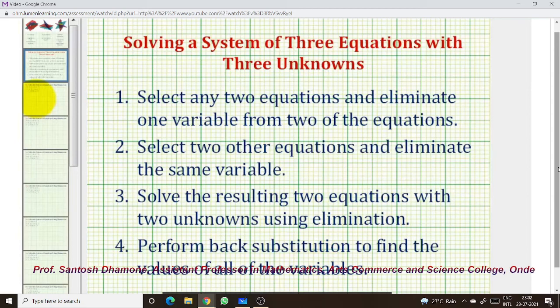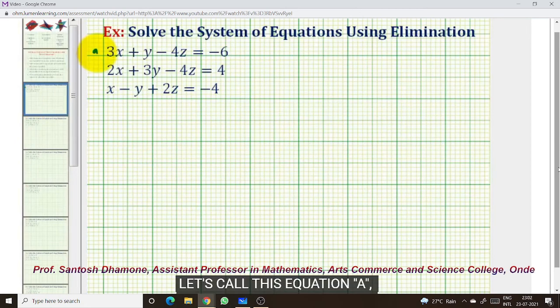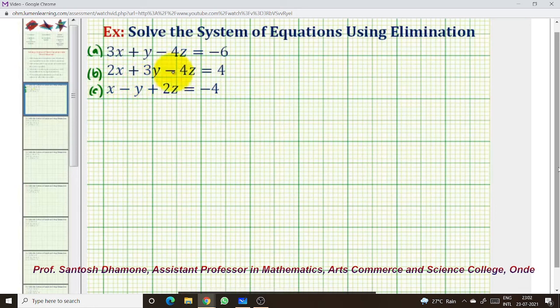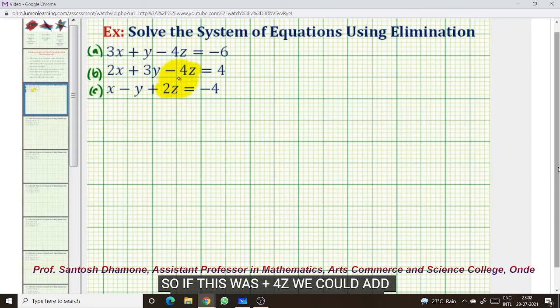So for the first step, let's go ahead and label these equations so we can stay organized. Let's call this equation A, equation B, and equation C. We first want to select two equations and eliminate one of the variables. It doesn't matter which equations we select or which variable we want to eliminate. Let's select equation B and C and eliminate these z terms. Notice how they're already opposite signs, so if this was plus 4z, we could add the two equations together and eliminate z.